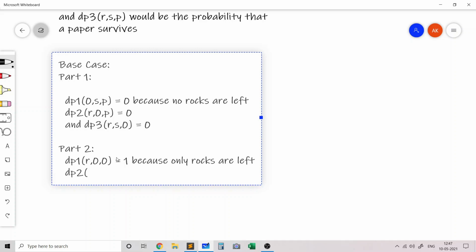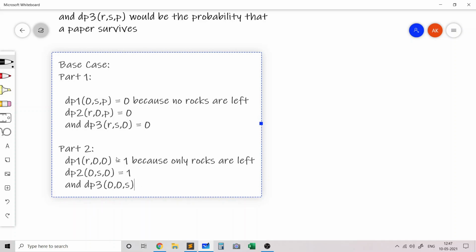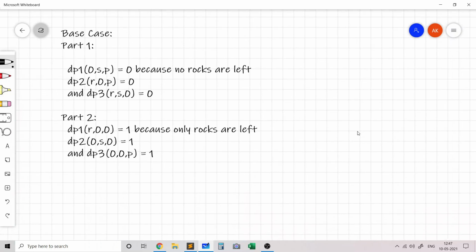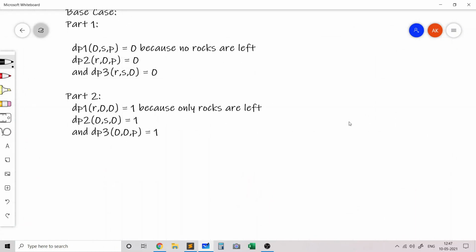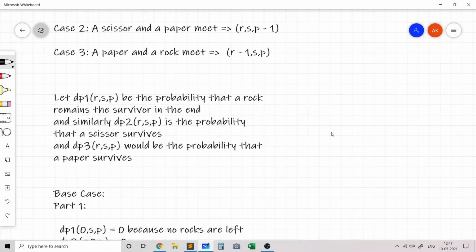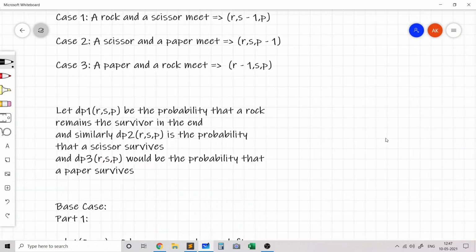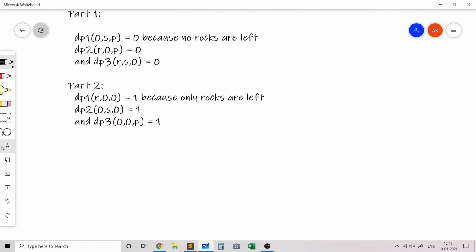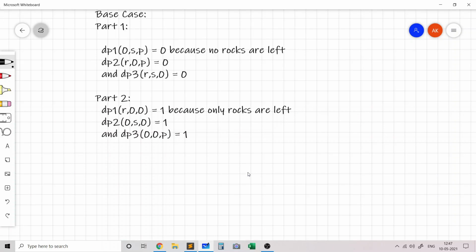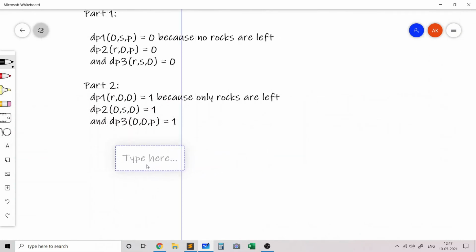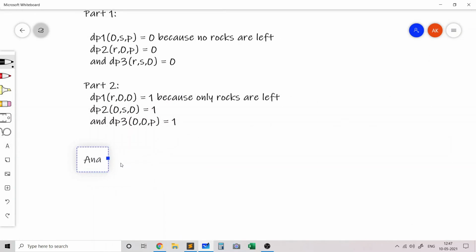Similarly for the other two cases, when we would have some number of scissors left and some number of papers left and the other two were 0, then those dp values would be 1. And now let's look at the probability part of the question. So let's come back to our transition. We know that these are the states which we need to make the transition to, but let's analyze our transition a bit more to understand how we would compute the probabilities.